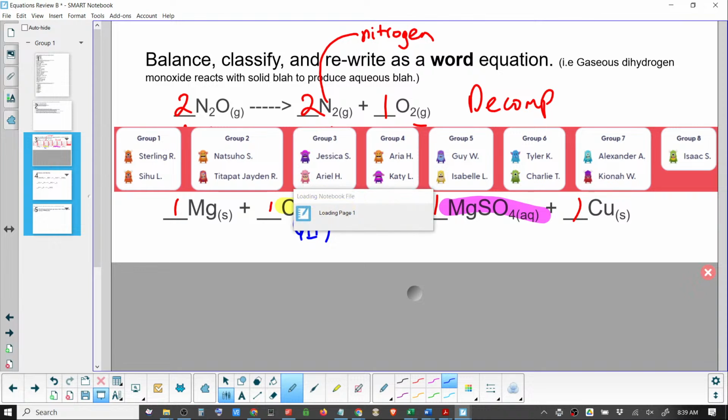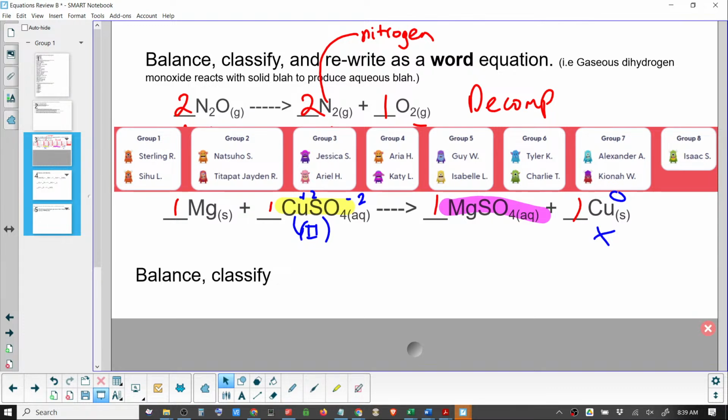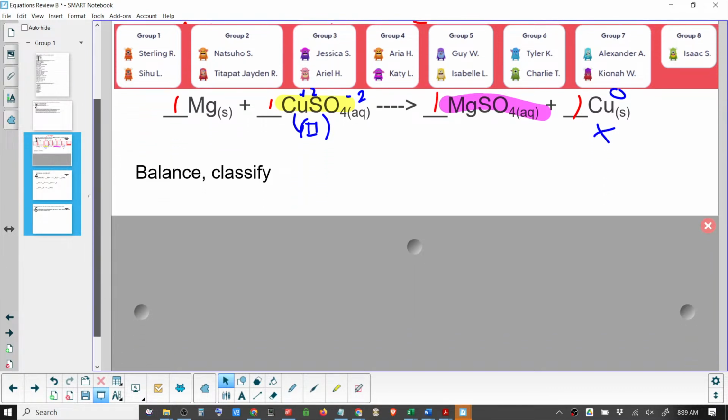Let me just double check because I said nobody did it. And that, well done. In another class, when I corrected it, everybody immediately made this one copper 2, which it's not. Why is this one not copper 2? That's just copper. It's on its own. It doesn't have a charge. There's no +2. Copper solid is just 0. Everybody didn't make that mistake. Excellent.